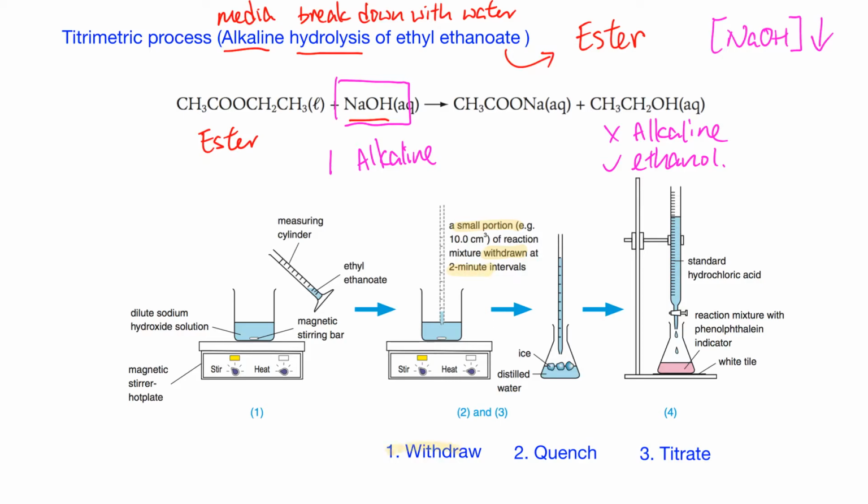First we withdraw. After we withdraw, we immediately quench it. You see that this time we add ice, distilled water to it. Therefore we lower the temperature and also dilute the reactants. After that, we put this into a titration. So basically: withdraw, quench, and then titrate. Withdraw, quench, and then titrate.